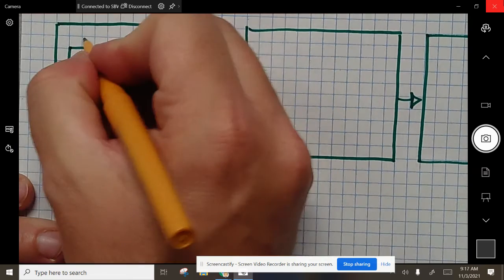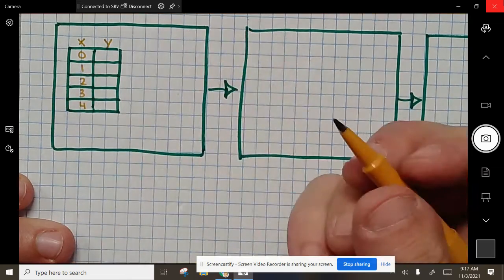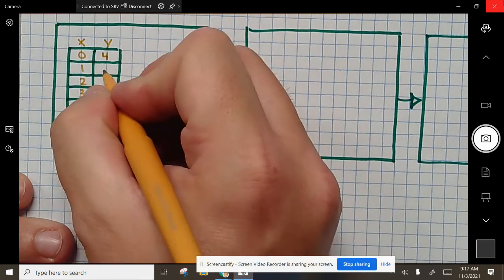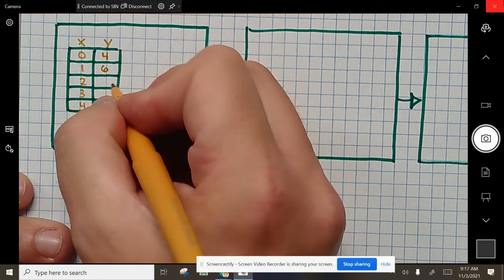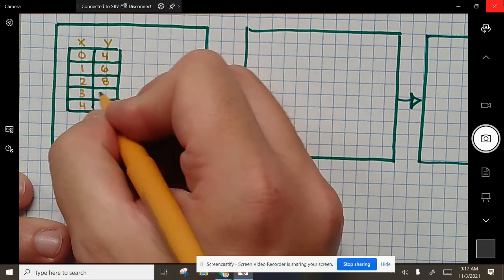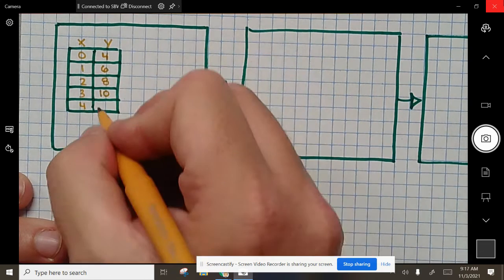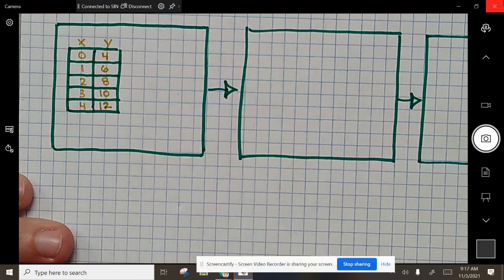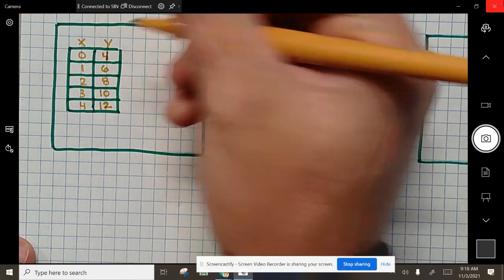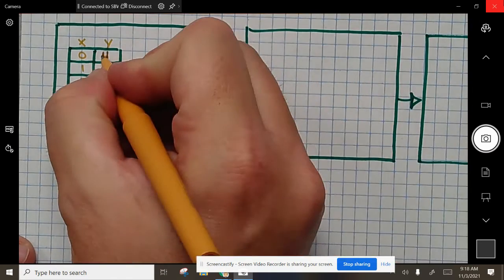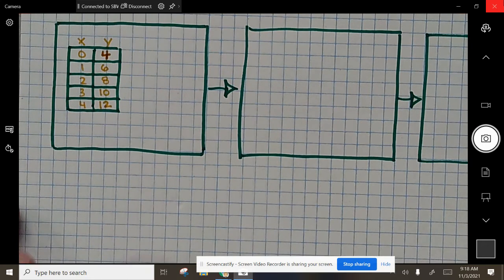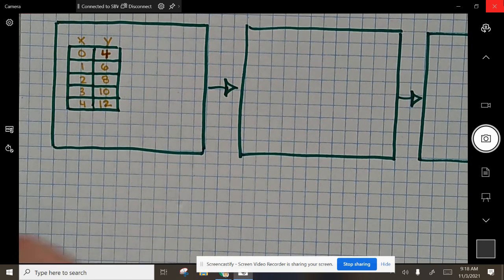You know this is our x value, and this will be our y's. So this is going to be 4, 6, 8, 10, 12. All right. Now, let's go ahead and write out the first step, which is: you have a table here.